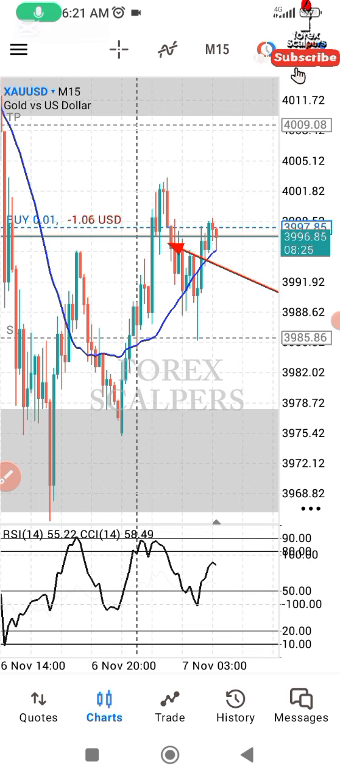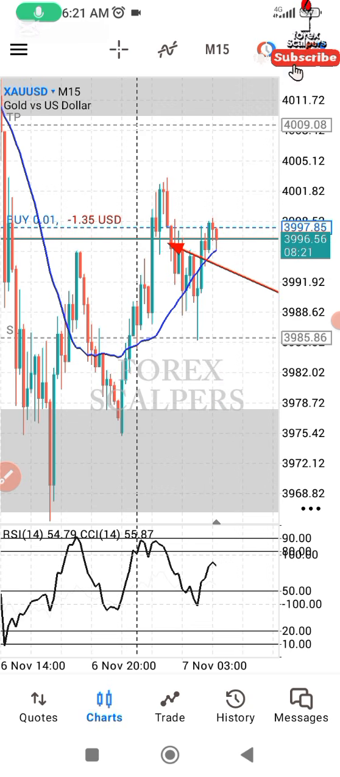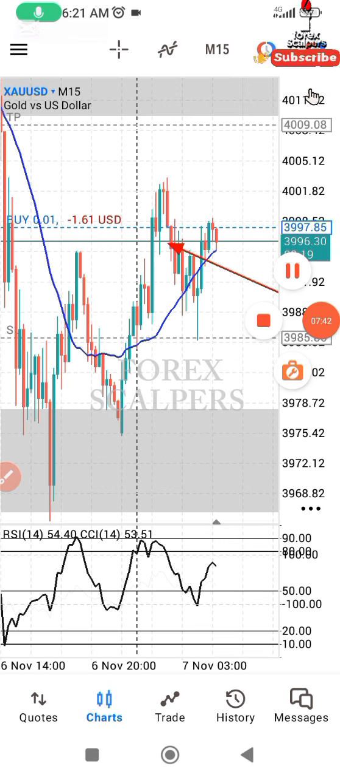So you can watch this out and backtest this. This is not only on gold, it works across other pairs. Just follow this simple principle. I'll take you through it again.